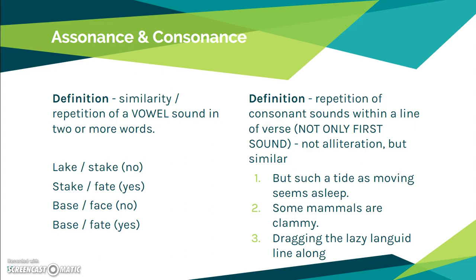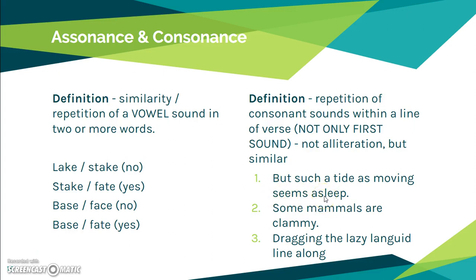Okay? The next one, consonance. The definition is the repetition of consonant sounds within a line of verse, not only the first sound, because alliteration only has the first sounds. Consonance has the sound throughout the line. So it could be in the middle, it could be at the end of the words. Such a tide as moving seems asleep. So the sound you keep hearing in the first example is an S. So we get such, and then we get as, and then we get seems with the S here, and then we get asleep. So you have a beginning, an end, a beginning and an end, and a middle.